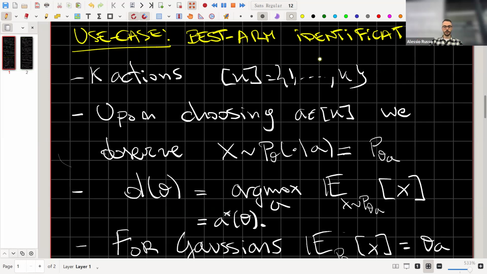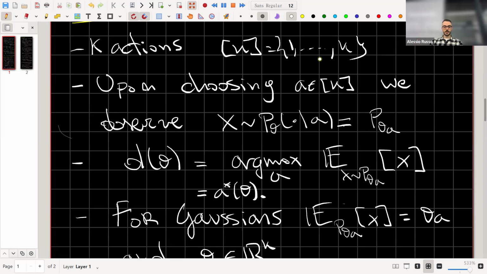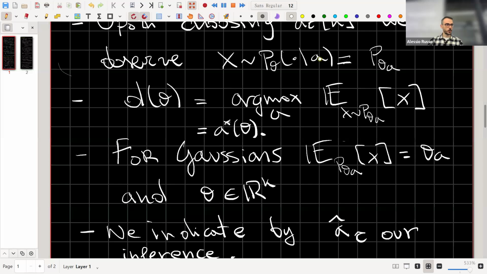And we will also write it in this way. And the true decision here is the arm that maximizes the average reward. So here, X is the reward that is sampled from some distribution p theta A. And we will also call it A star theta. For Gaussians, we will work mostly with Gaussian distributions. This expected value will be equal to theta A. So theta parameterizes the mean values. We will fix the standard deviation to some fixed value.